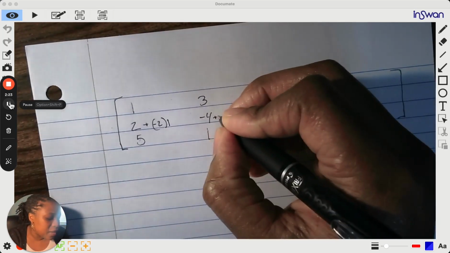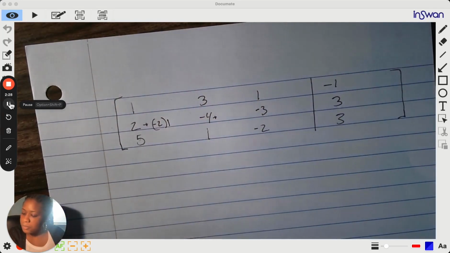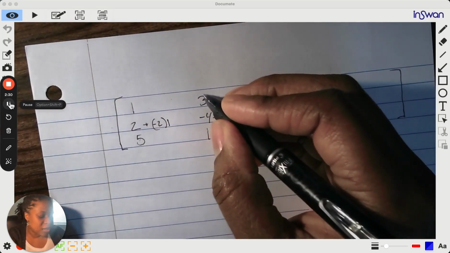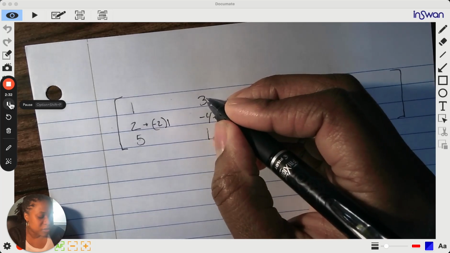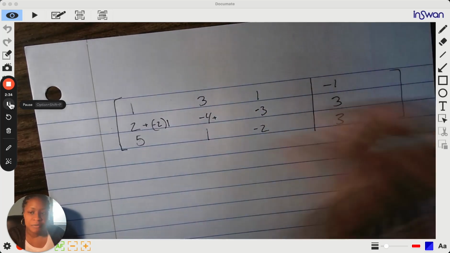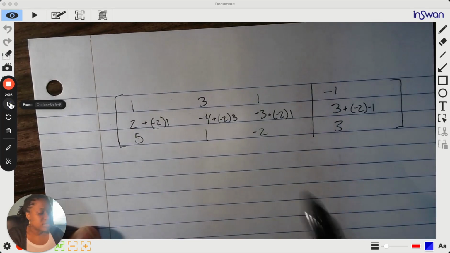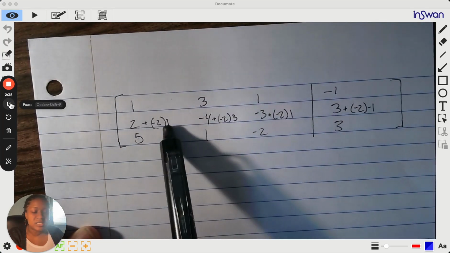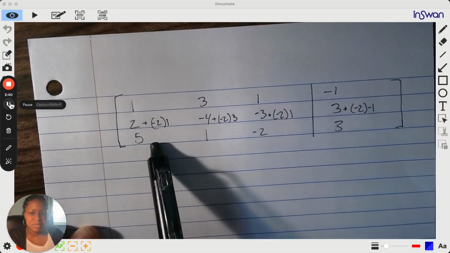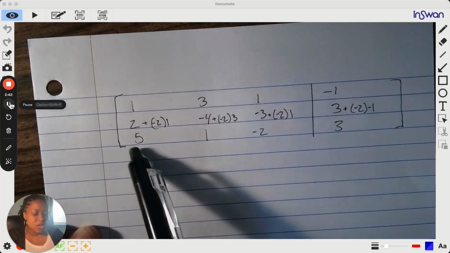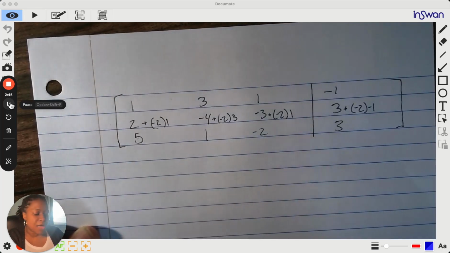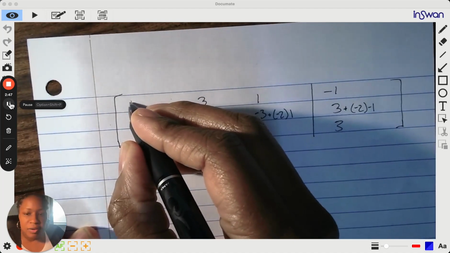Now I'm also going to do that negative 2 times the number preceding it in the row for each one of these other variables. Since this will end up canceling out to 0, I also want this to be a 0. And the only way to cancel out a positive 5 is to have a negative 5. And since I have that 1 right here, it works out perfectly.